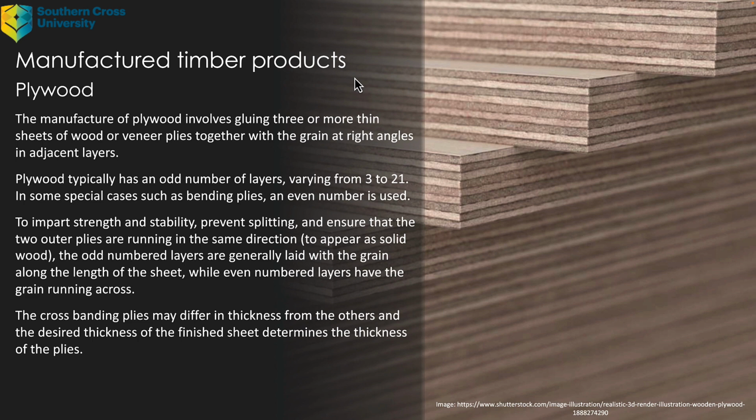Plywood typically has an odd number of layers, and that varies from 3 through to 21. In some special cases, such as bending plies, an even number is used. And you can see even from that image on the side there that you've got numbers of layers in that plywood shown there. The dark lines between each layer there, that's the glue.